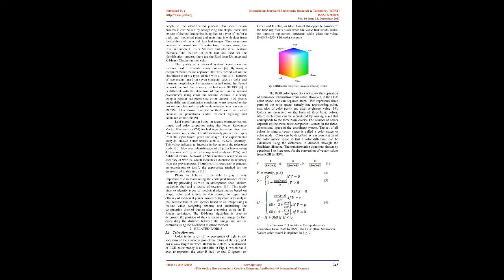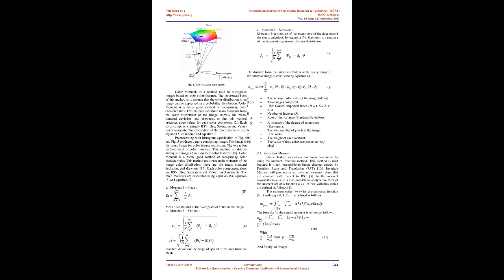The recognition process is carried out by extracting features using the invariant moment, color moment, and statistical texture methods. The features of each leaf are used for the identification process. There are the Euclidean distance and k-means clustering methods. The quality of a retrieval system depends on the features used to describe image content.